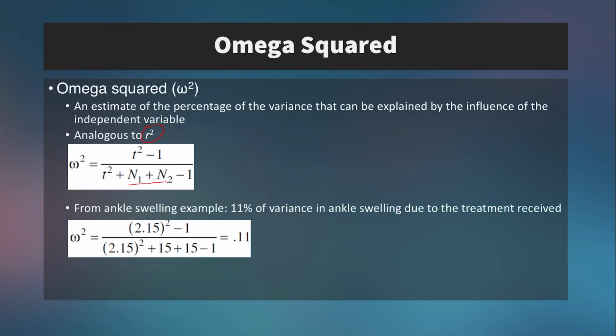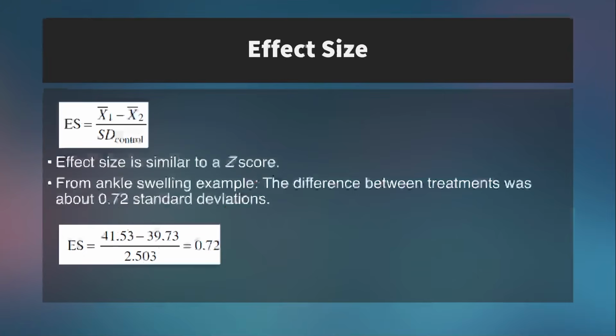From our previous ankle swelling example, if we calculated omega squared, we could say that 11% of the variance in ankle swelling is due to the treatment received. So not a huge amount of the variance, but enough to be possibly significant. If you're an athlete, 11% could mean 1 day less of swelling and 1 day sooner back to practice, and that is enough to be meaningful.